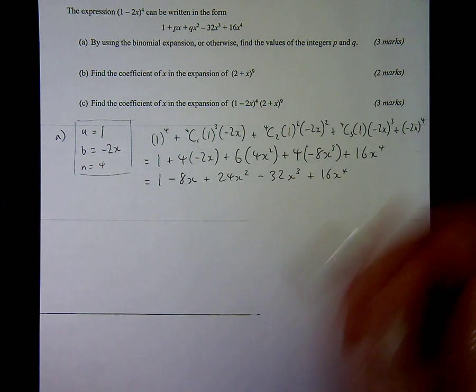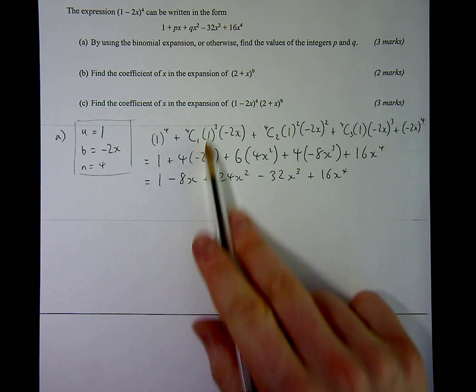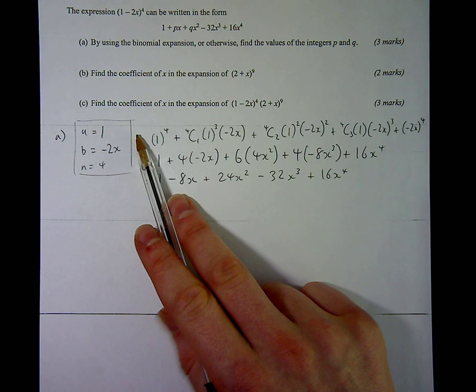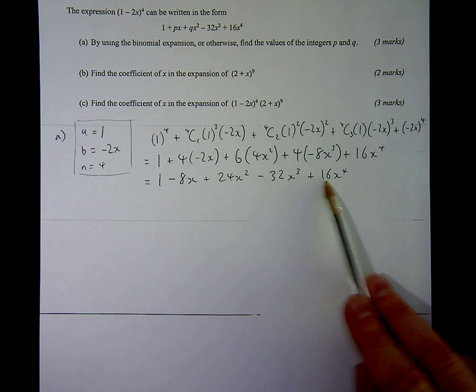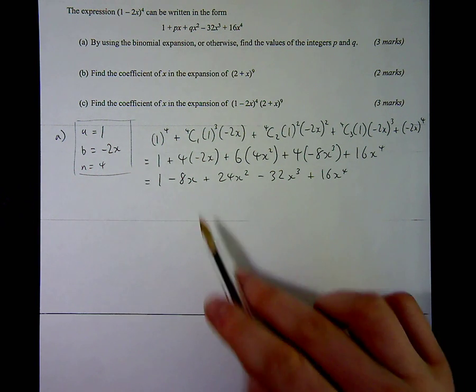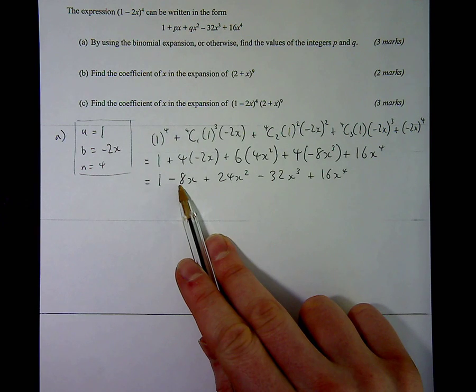So if I have a look at how I'm best to write the solution in this format, I can see I'm very likely to be correct because the last two is what I've got. So in this example, p is negative 8, and q is 24.